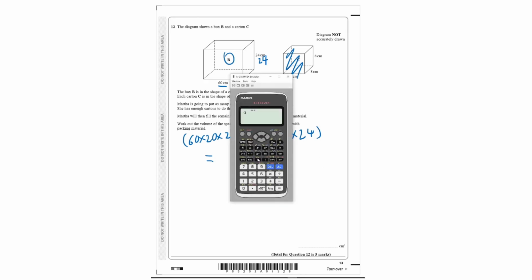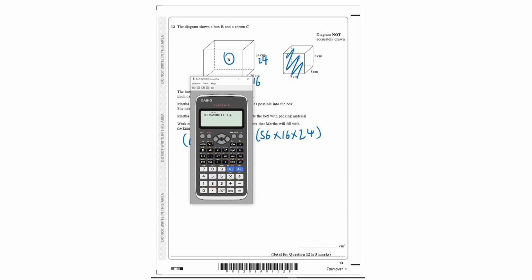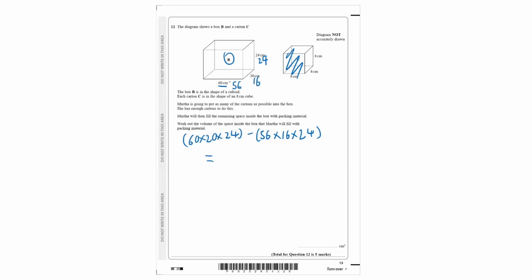So here we have 60 times 20 times 24 minus 56 times 16 times 24 gives us 7296, 7296 centimeters cubed. Question 13.